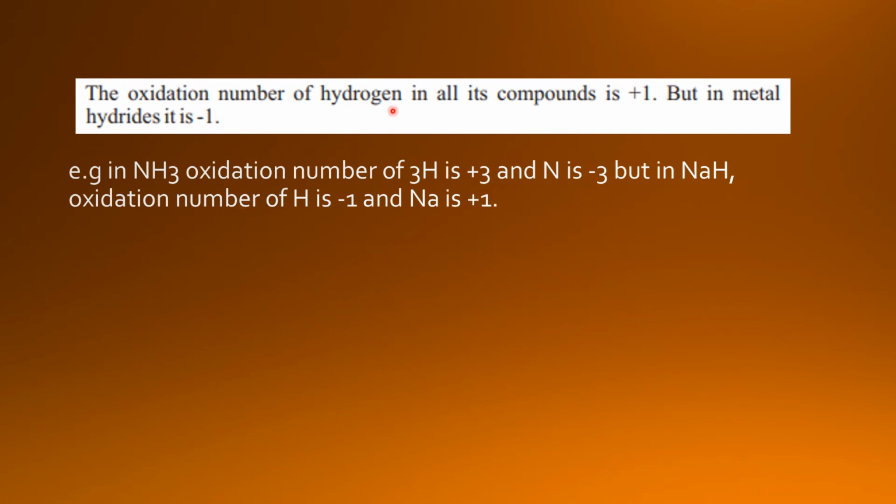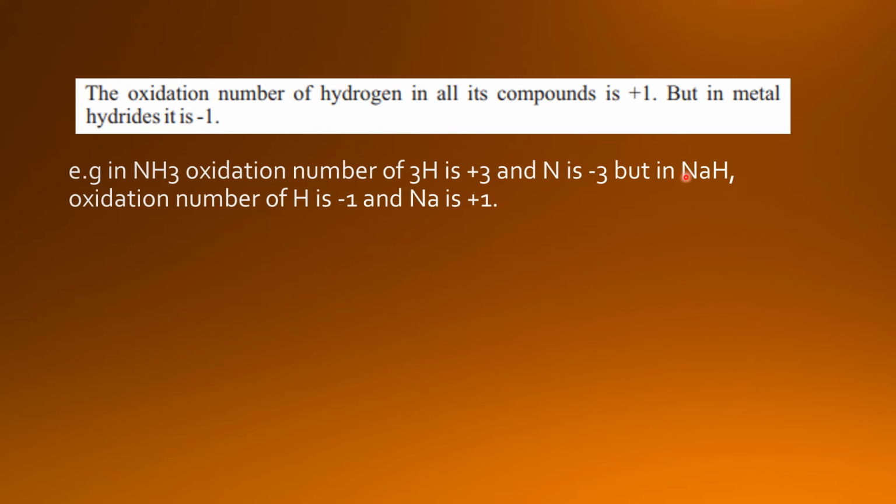The oxidation number of hydrogen in all its compounds is +1, but in metal hydrides it is -1. Just like in the case of ammonia, nitrogen is a non-metal, hydrogen is also a non-metal, but in this case nitrogen will carry the -3 charge and the hydrogen will carry +3 in total, as there are 3 hydrogen atoms here. So the oxidation number of the 3 hydrogen atoms will be +3 and that of nitrogen will be -3. When hydrogen is combined with non-metals, it will carry the plus oxidation state.